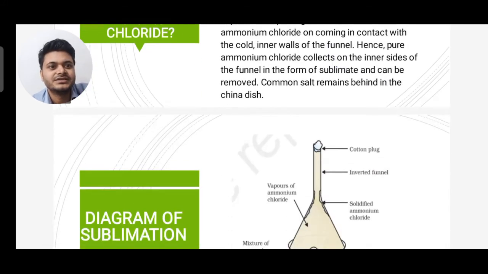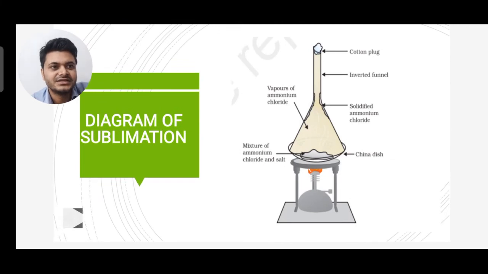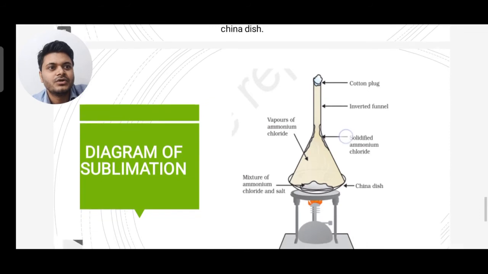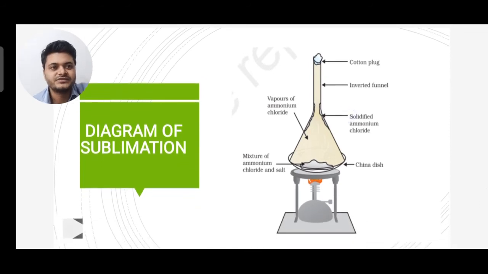You can see here a china dish is taken, with a mixture of ammonium chloride and salt, the salt being NaCl, and the tripod stand is there, and an inverted funnel has been kept over it. Next, a loose cotton plug is put in the open end of the funnel to prevent the ammonium chloride vapor from escaping into the atmosphere, so that the ammonium chloride does not evaporate.